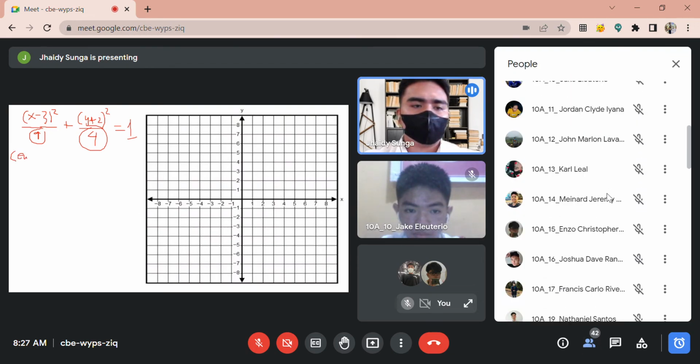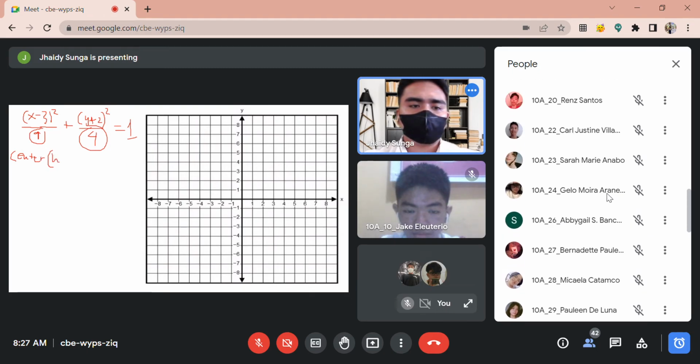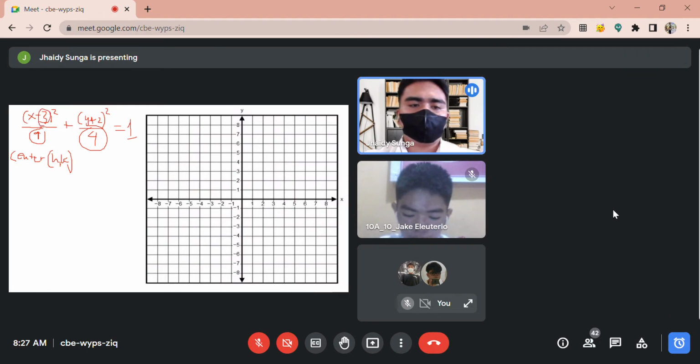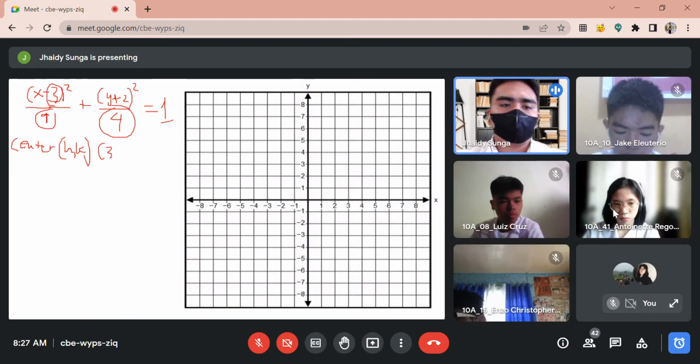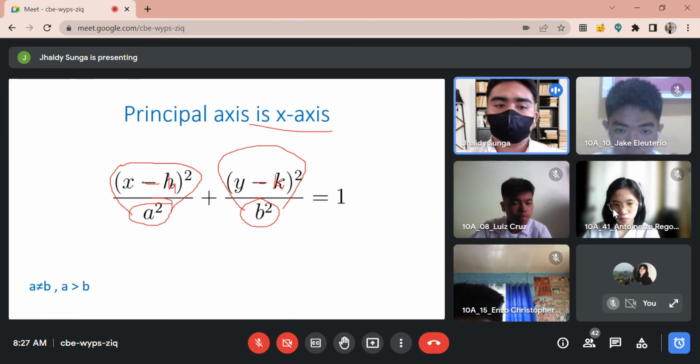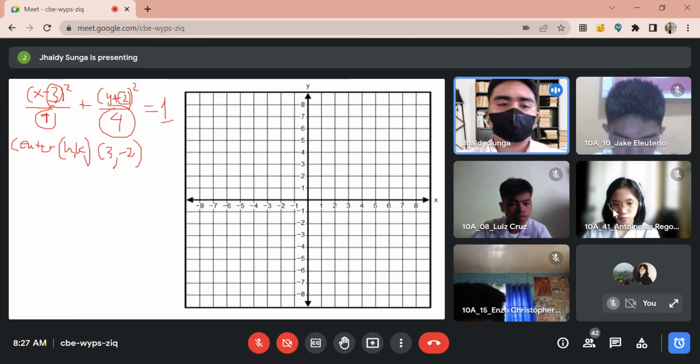Your center is h and k. What is your h? Your h is positive 3. Then what is your k? It's not positive 2, it's negative 2. Why did it become negative 2? Coming from this one, it's negative, so it becomes positive because your k is negative. So your center is 3 and negative 2.